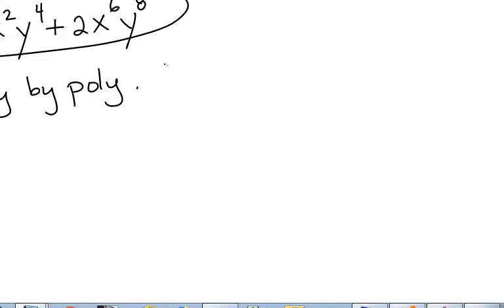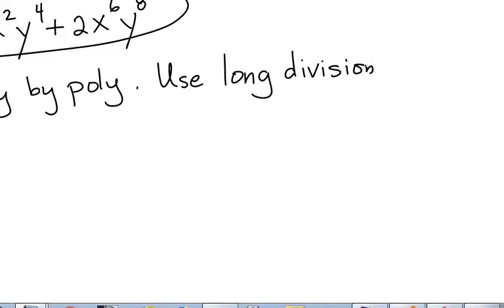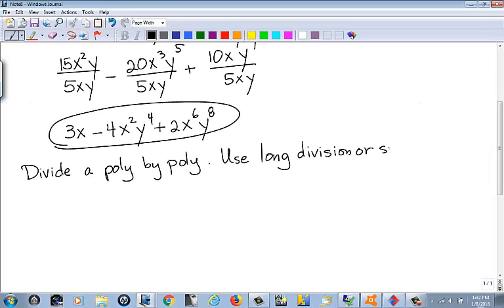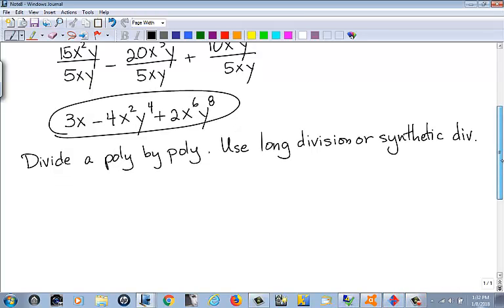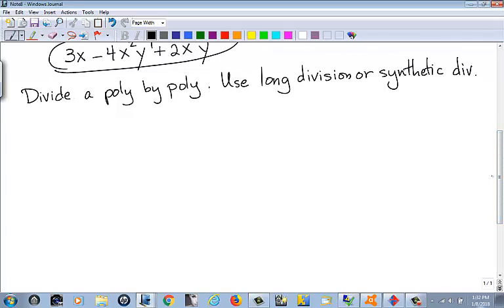There are two methods. We're going to use long division or synthetic division, and I'm going to take you through both. First I'm going to take you through the long division, which you probably did in Algebra 1, but it's been a long time.